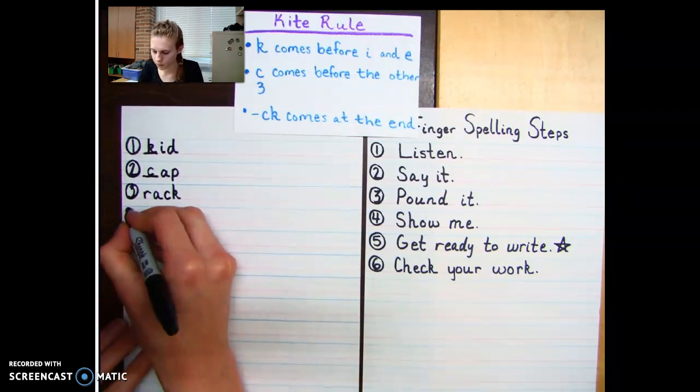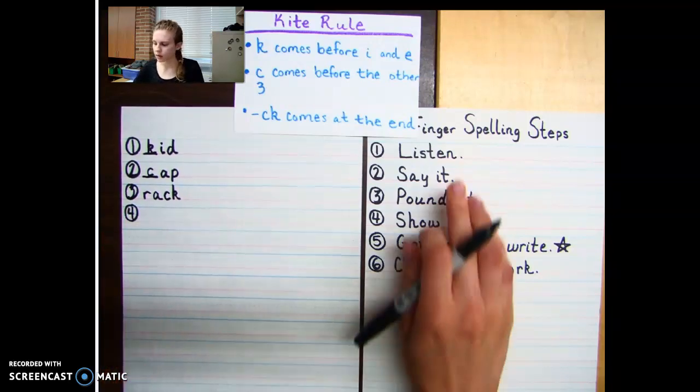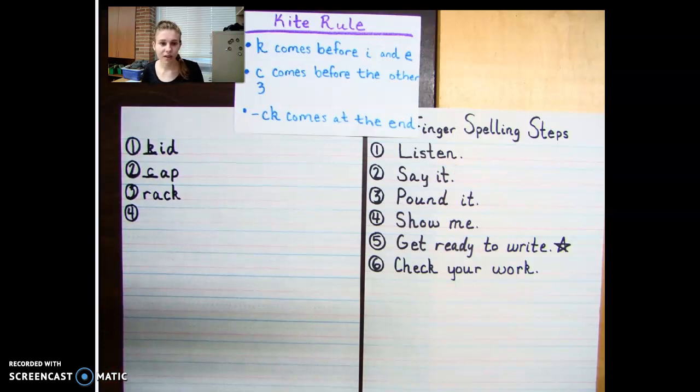Let's do number 4. Listen. The word that I would like us to do is kin. Kin is like a kind of an older word for family. If someone was related to you, you might call them your kin. Okay? Say it. Kin. Pound it. Kin. Show me. K. In.